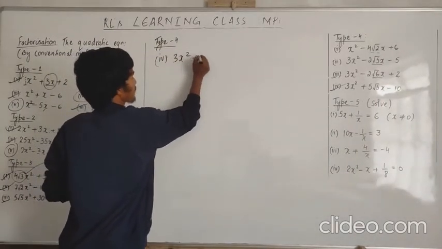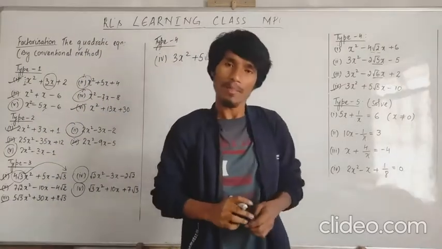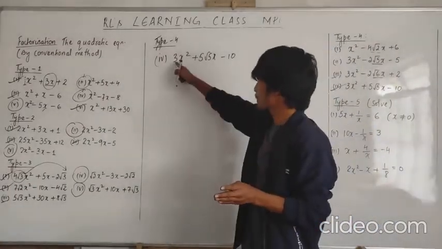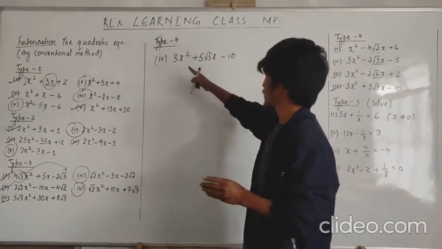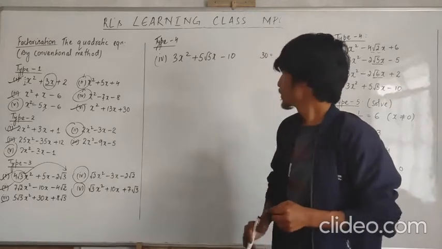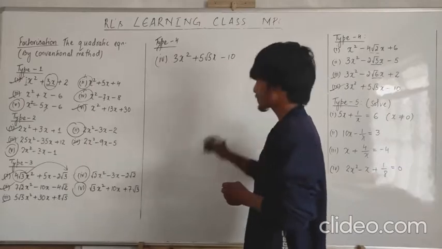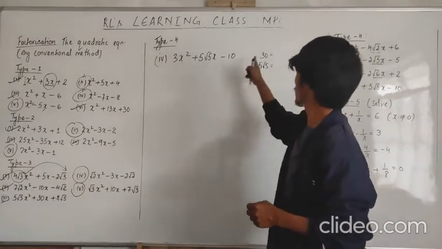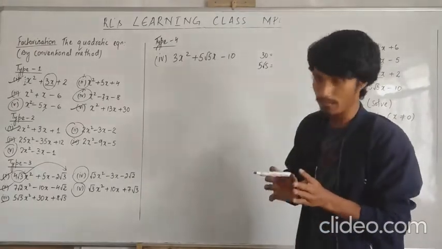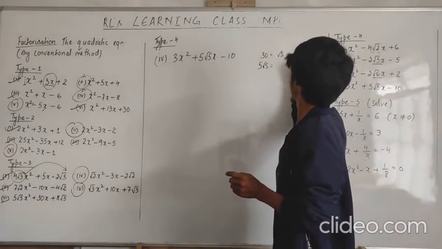3x squared plus 5 root 5 x minus 10. When there is a number in the first term, always multiply it with the last term, 10. When you multiply this 3 into 10, we got 30. But the middle term is 5 root 5. When there is a root in the middle term, when we find that product term, always start with that: root 5 into root 5.